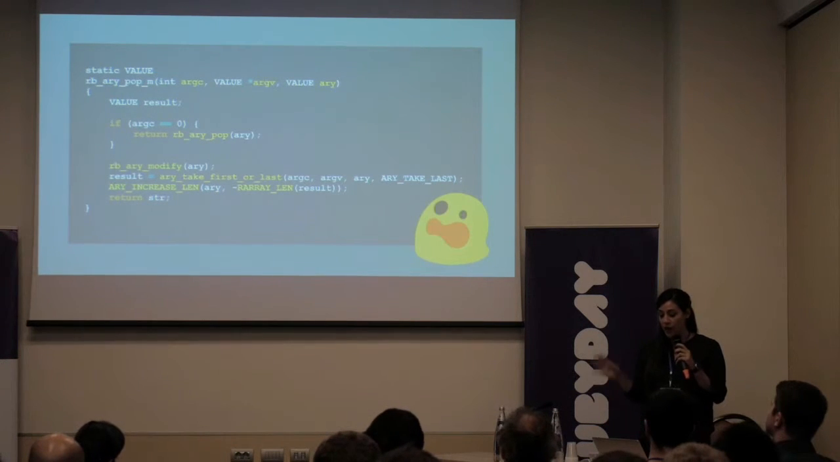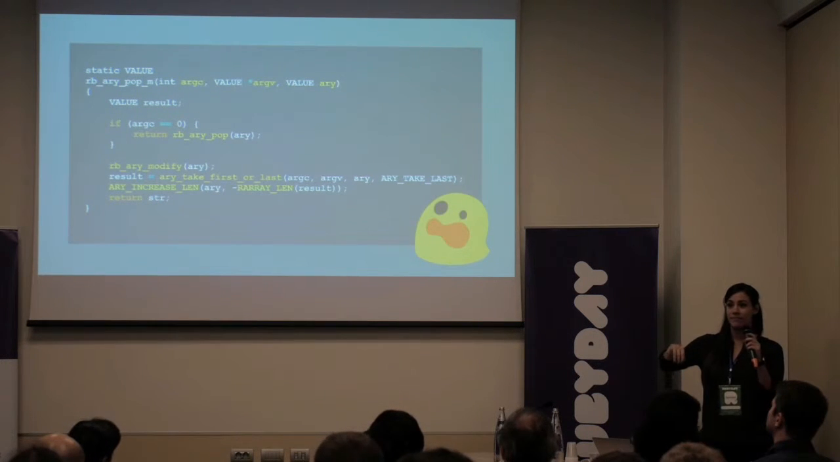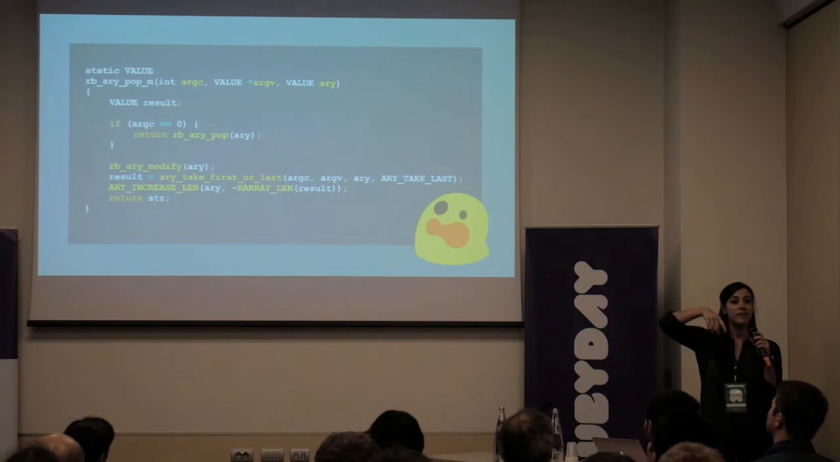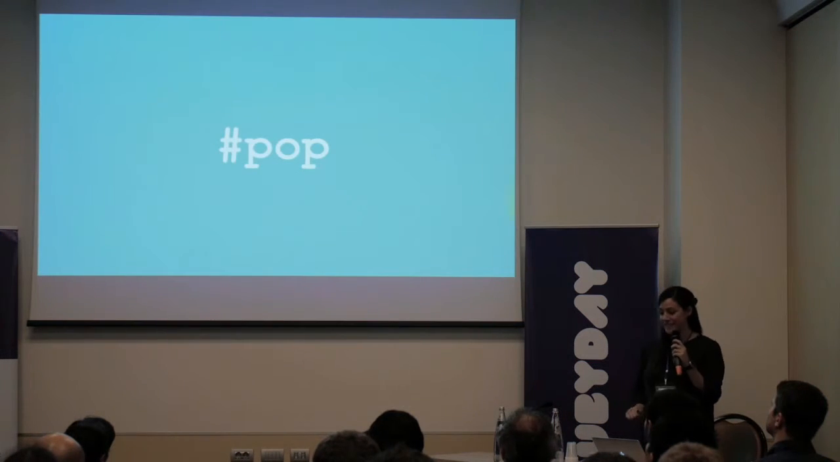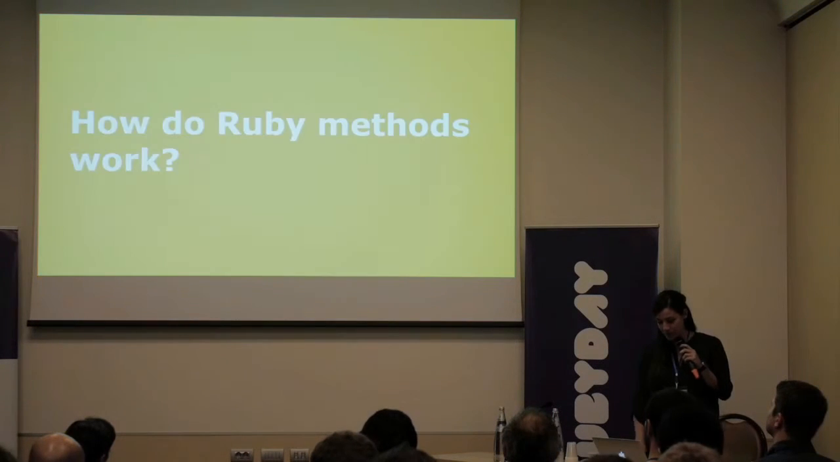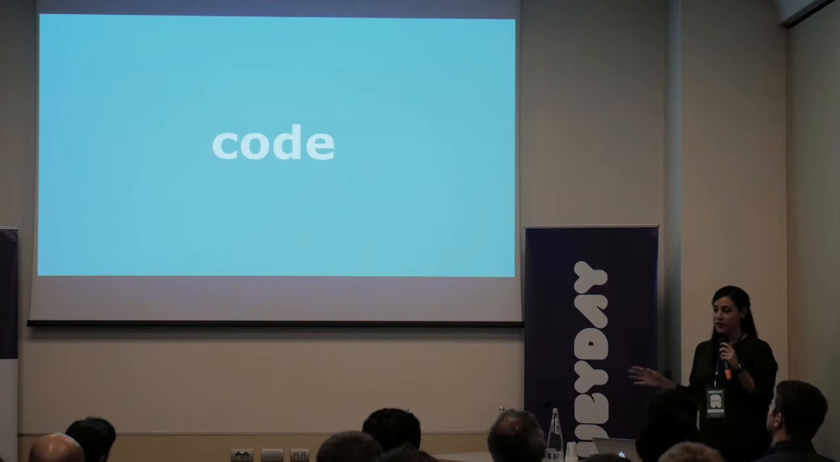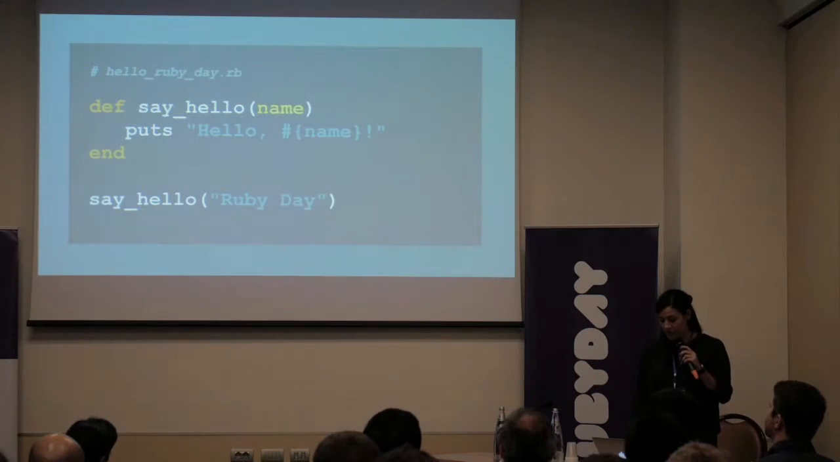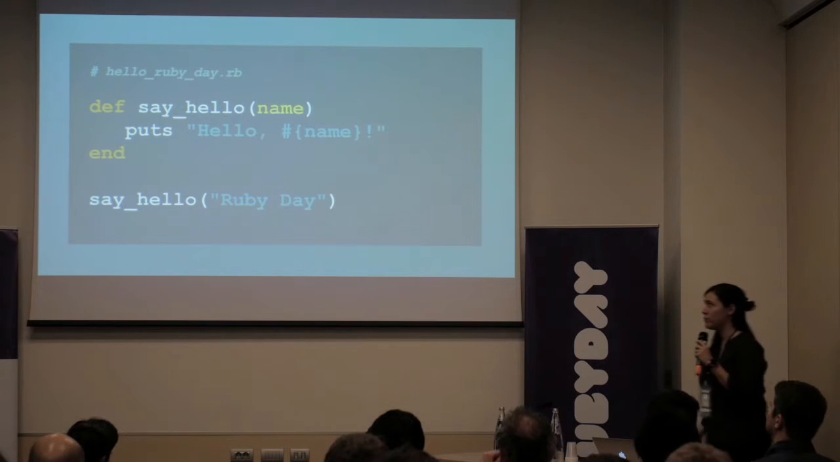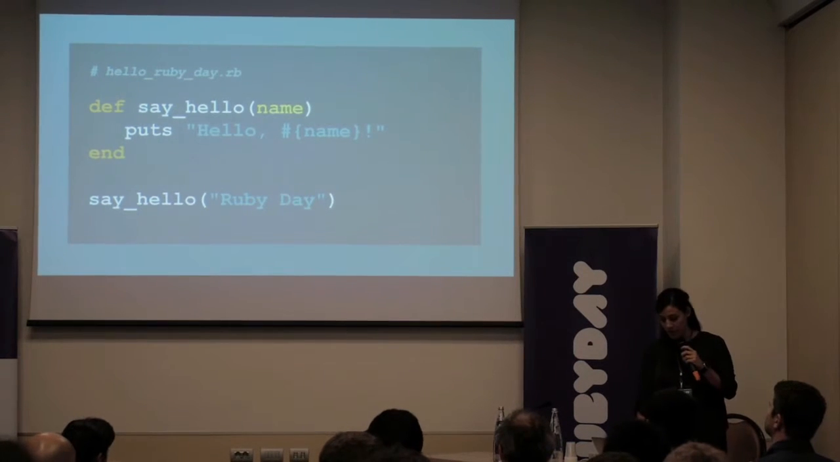So can anyone tell me from this block of code what this method is? Say it again. Okay, he said pop. He's right. It's much shorter, much easier, and that's why we love coding in Ruby. So how do Ruby methods work? First, we have our code that we write out, nice and pretty. Here's an example of a really simple Ruby script. Say hello, we have our definition of the method, an argument, the execution of the code, and then we're invoking the code down here with its argument.